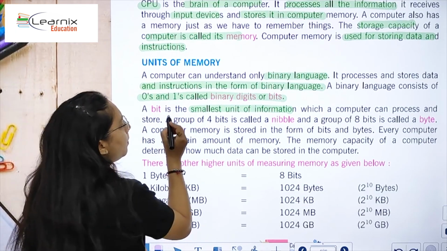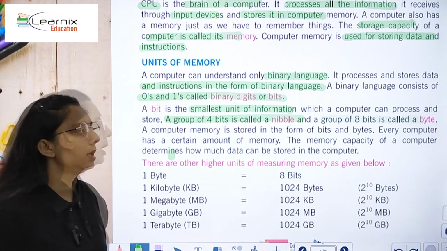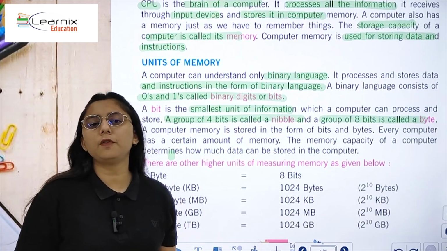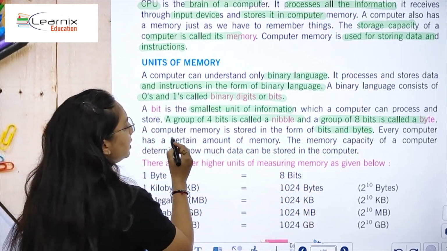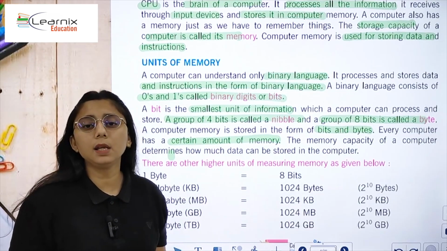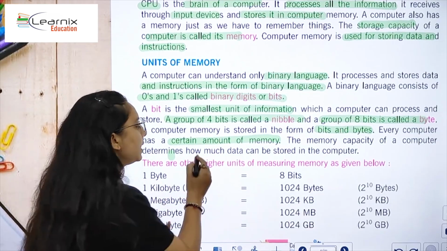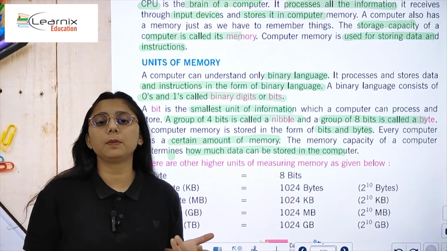A group of 4 bits is called a nibble, and a group of 8 bits is known as a byte. Computer memory is stored in the form of bytes, and every computer has a certain amount of memory. The memory capacity of the computer determines how much data can be stored in the computer.